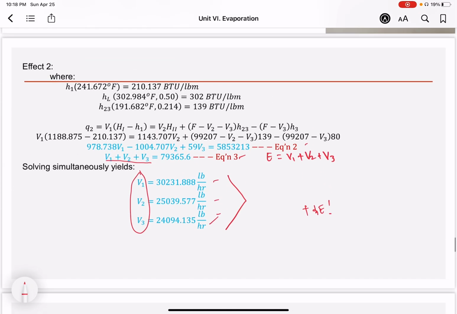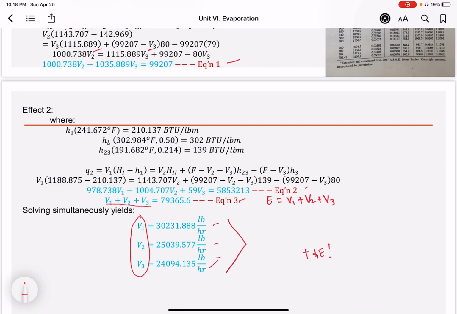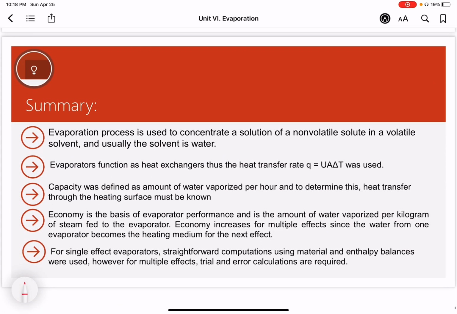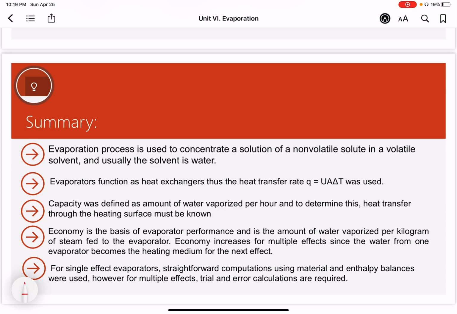It's more actually on understanding what happens inside the evaporator, what are the balances that I need to know for you to be able to solve problems on evaporation. So in summary, the evaporation process is used to concentrate a solution of a non-volatile solute in a volatile solvent, and usually the solvent that you use is water. Evaporators function as heat exchangers, using again the general heat transfer equation, Q is equal to UA delta T. Capacity was defined as the amount of water vaporized per hour, and to determine this, the heat transfer through the heating surface must be known. Economy is E over V sub 0.